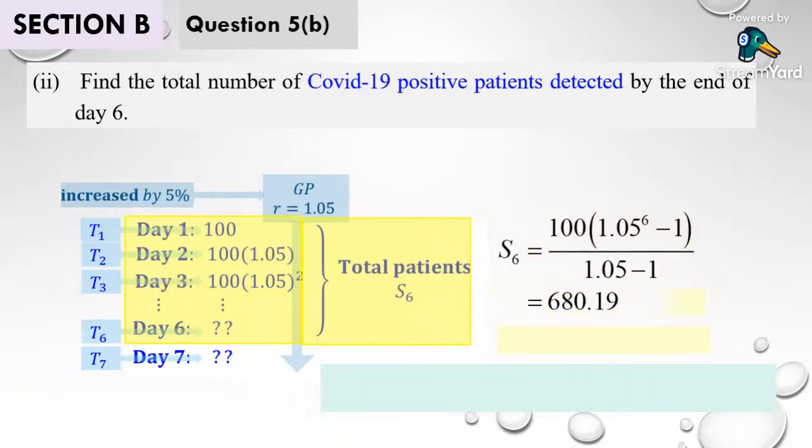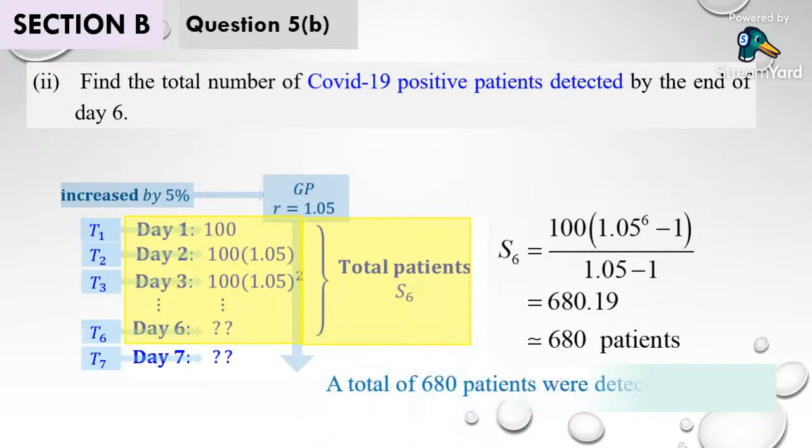Nothing much. By formula, calculate again. 680.19, right? Round off to the nearest integer. So 680 patients. Therefore, this is the answer we have. Itu saja untuk section B, question number 5 for sequence and series.